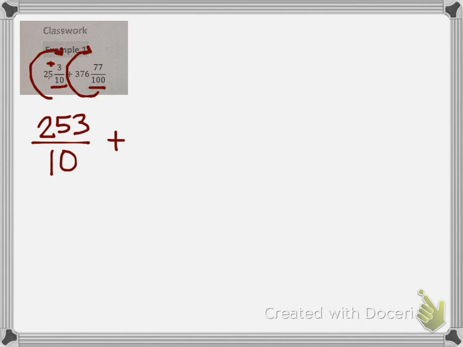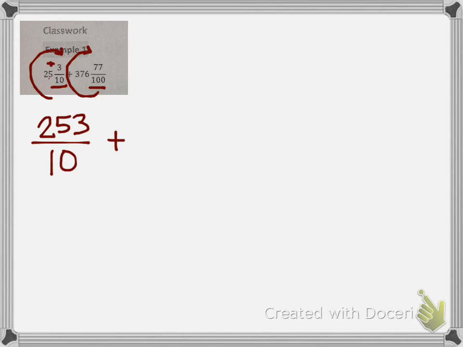So there's my first fraction, and I want to add this time the second one, which is 100 times 376. Well, that's 3,760 plus 77. Oh, so hold on. I'm going to do some work here. 3,760 plus 77 is 3,837.